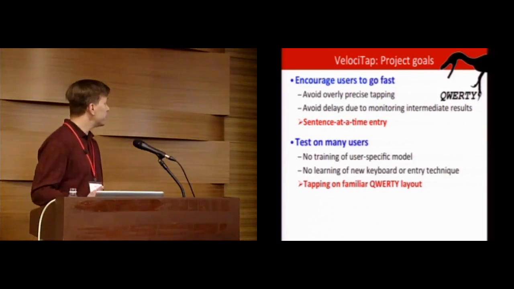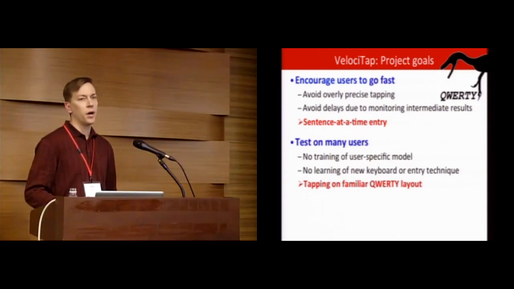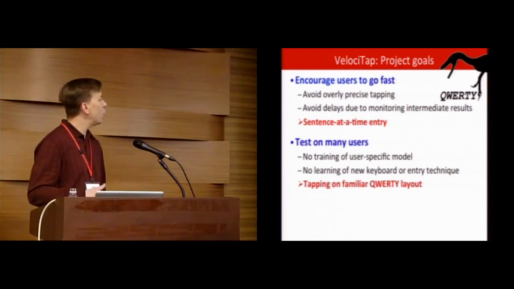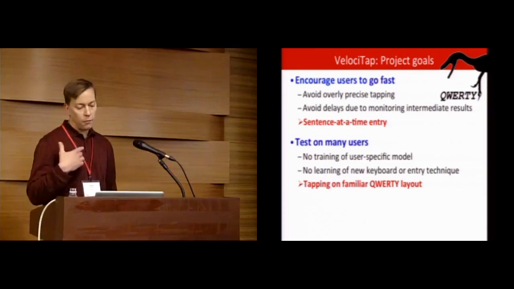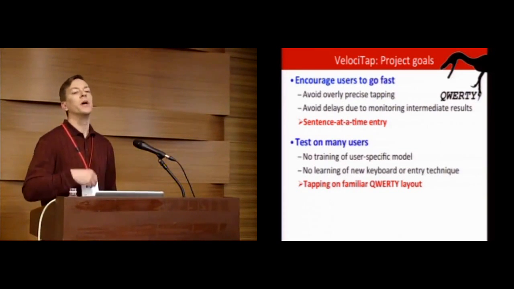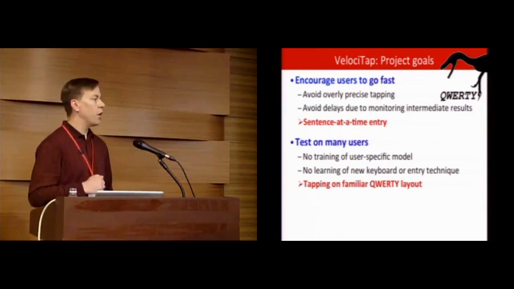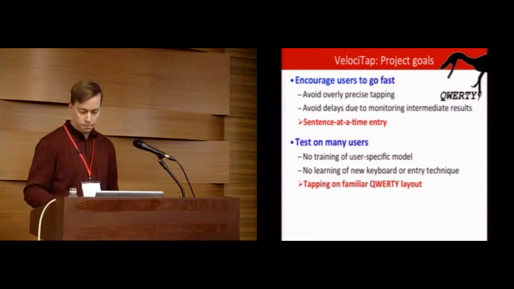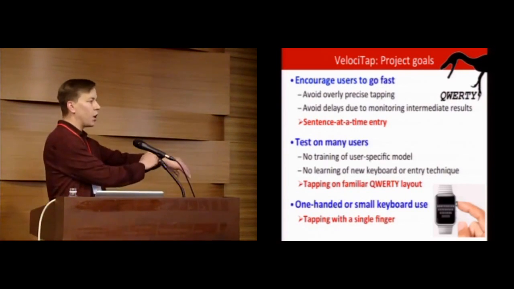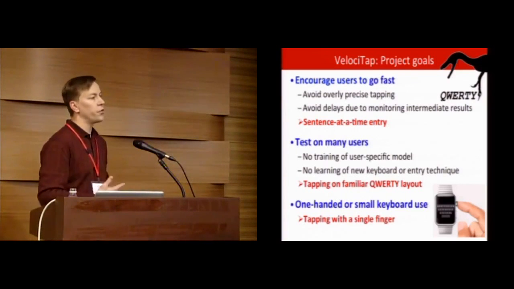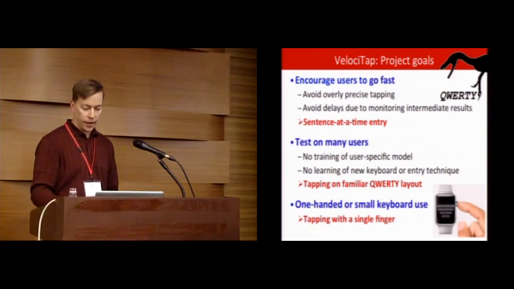We wanted to test this on many users. In the paper we have 2 pilots as well as the 3 experiments I'm going to describe today, and so there are well over 100 participants involved. We didn't want to train any kind of user-specific model that would require a bunch of adaptation data. Further, we didn't want users to have to learn a new keyboard layout or some new entry technique. So we're going to have them just tap on a familiar QWERTY layout. And finally, we were interested in one-handed or small keyboard use, so perhaps tapping on something like a smartwatch. And as such, we're going to focus here on people tapping with a single finger. So we're not going to look at 2-thumb typing or anything like that.